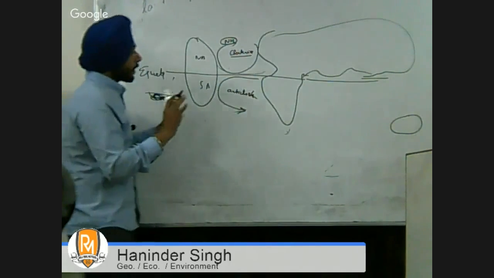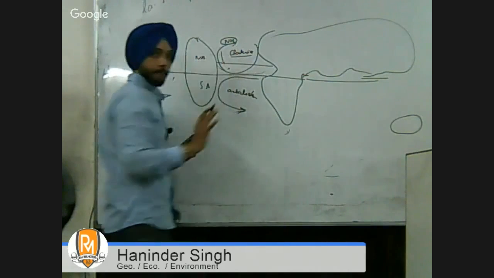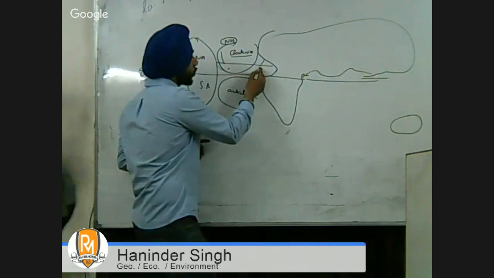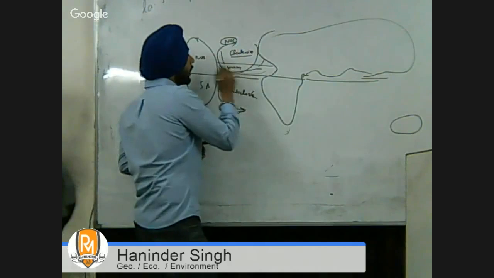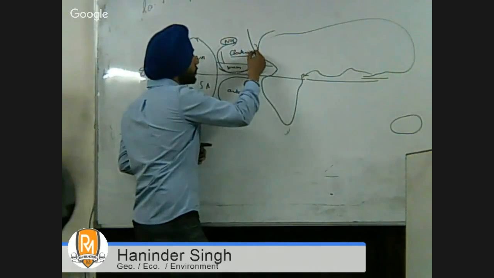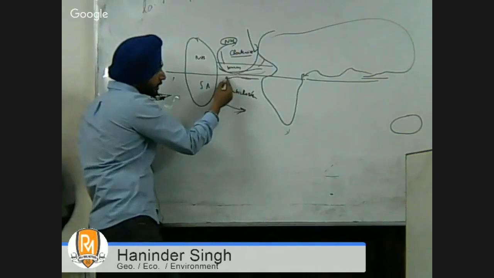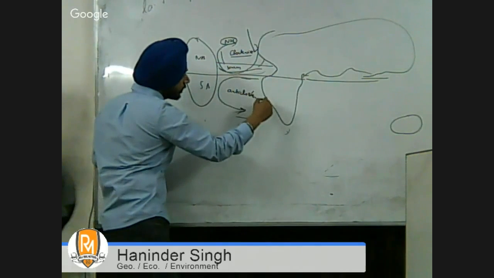Now the water in this area would be warmer than this area. So the water coming from this area would be known as warm current, and water coming from this area would be known as cold current. In the same way, water coming from this area would be warm and water coming from this area would be cold.